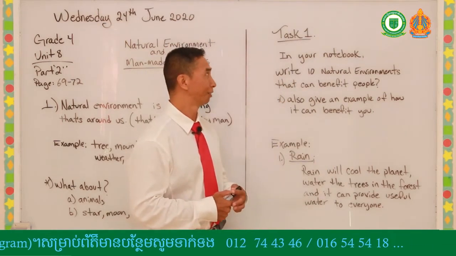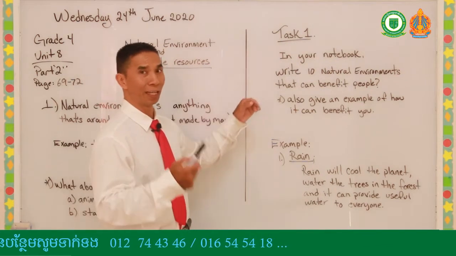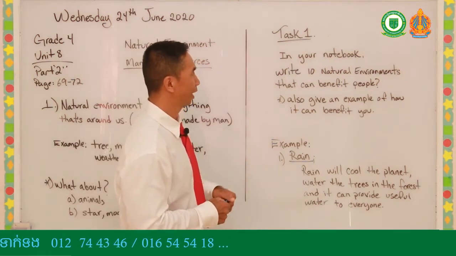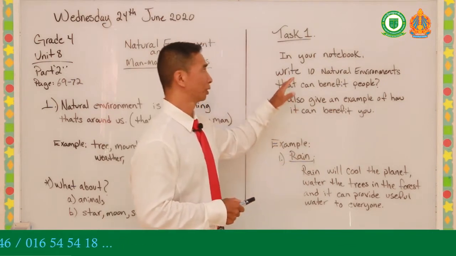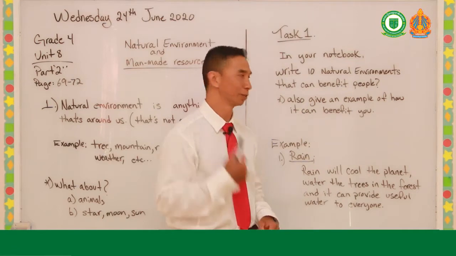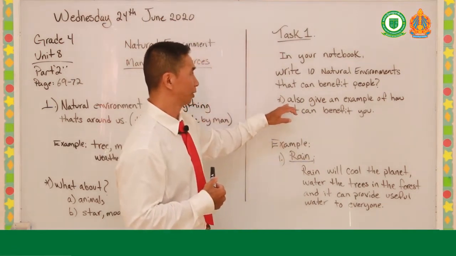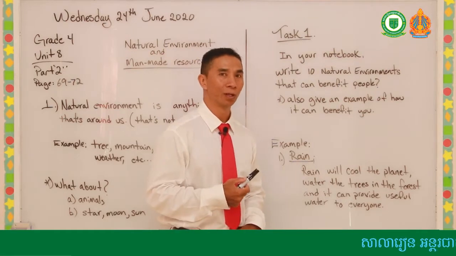Okay, now on to our first task. Our first task is I want you, in your notebook, to write down 10 natural environments that can benefit people. So 10 natural environments that can help me and that can help you. Also, I want you to give an example of how it can benefit you.